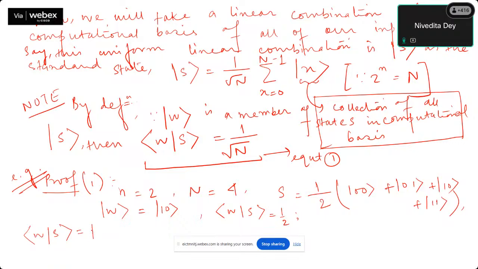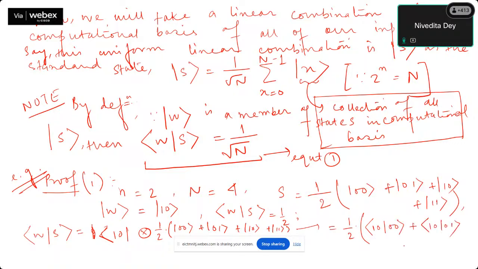This one is bra W, that is this thing, product, what is your S? Half into this entire thing. That means it is half. Just take it as common. Then it will be 1000 plus 1001 plus 1010 plus 1011.